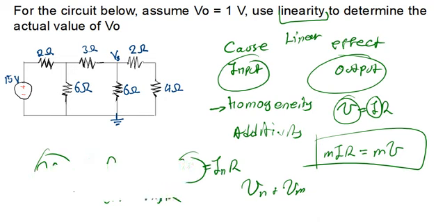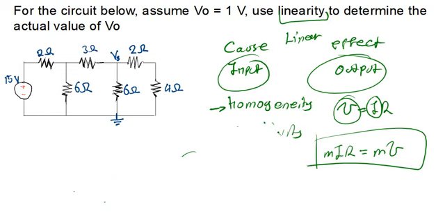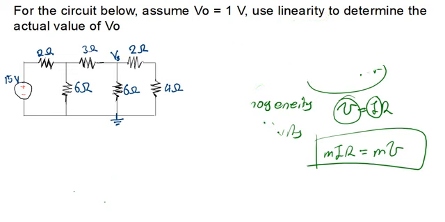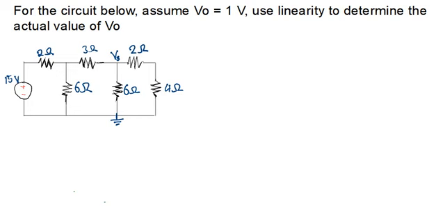From the definition point of view, it's very important that we understand it, because that's where most of the questions are based. In this case, we are told that for the circuit below, we assume vo is equal to 1 volt. Then we have to use the linearity property to determine the actual value of vo. So the actual value of vo is not really 1 volt, but we make an assumption to say, what if it was 1 volt?